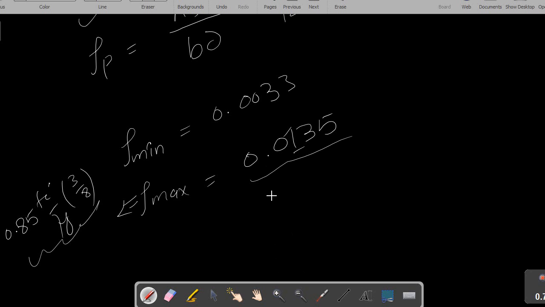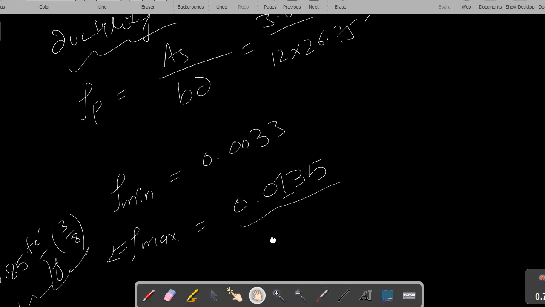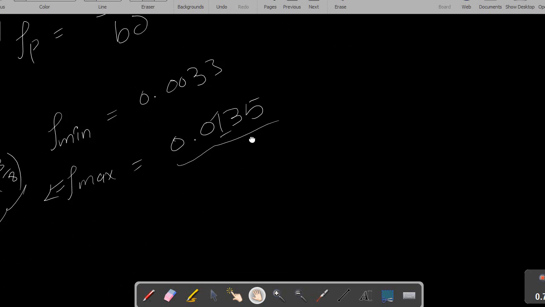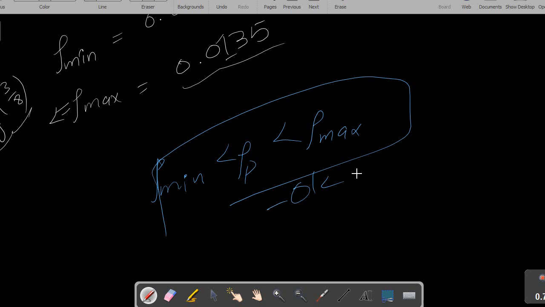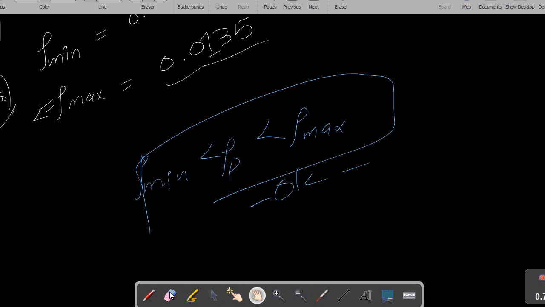So we can clearly see that my rho P, which is rho provided, is greater than rho minimum and less than rho max. So this check is also okay. And I have already satisfied the spacing criteria, that the provided spacing SP is greater than S minimum and less than S max. We have already checked this in the previous part.